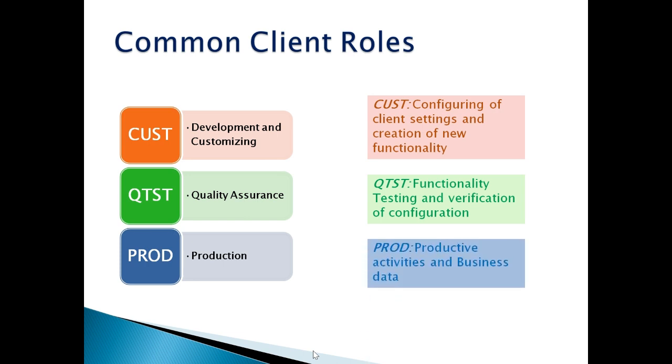Okay. Next is the production system. Once all testing is completed in the quality system, where we perform unit testing, system integrated testing, and also end-to-end testing, and user acceptance testing will also be done, and once it is all approved, then we move that confirmed transport request or confirmed configurations into the production system to start with the productive activities and business data.